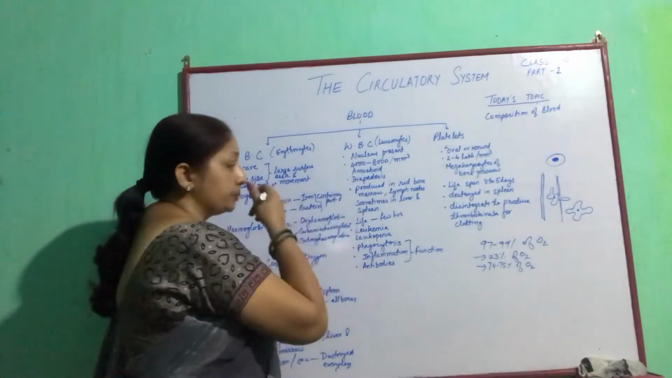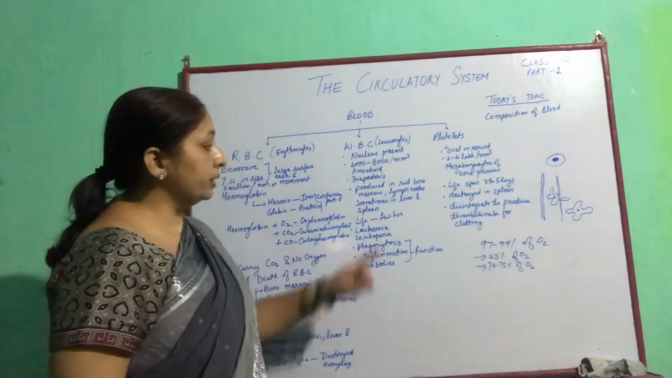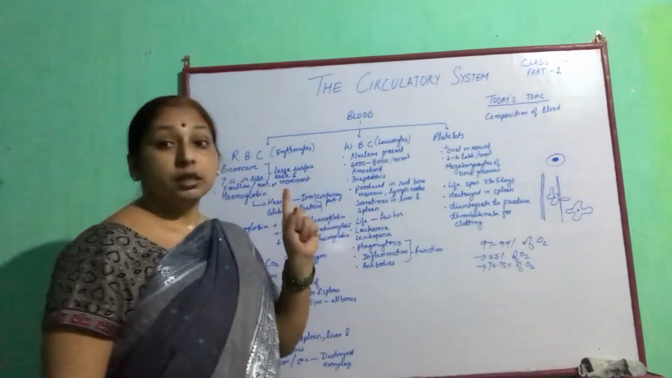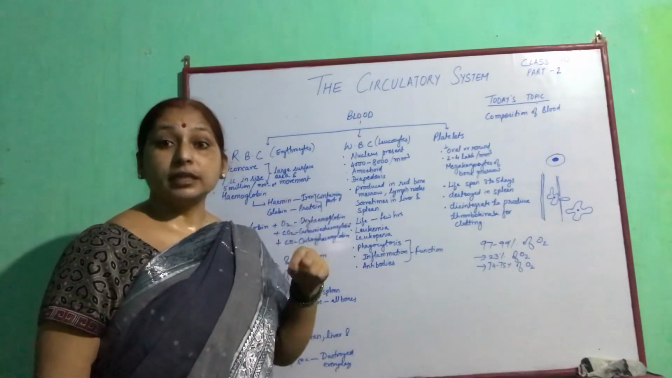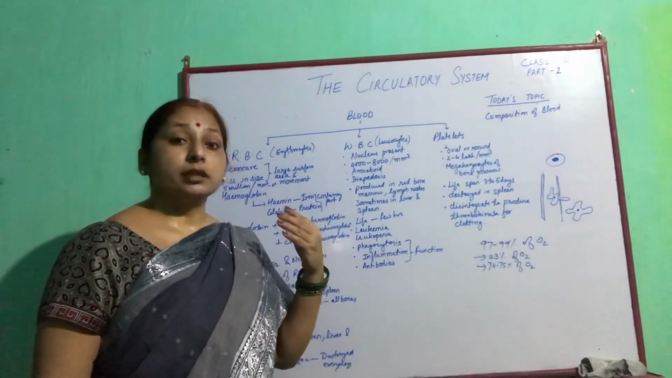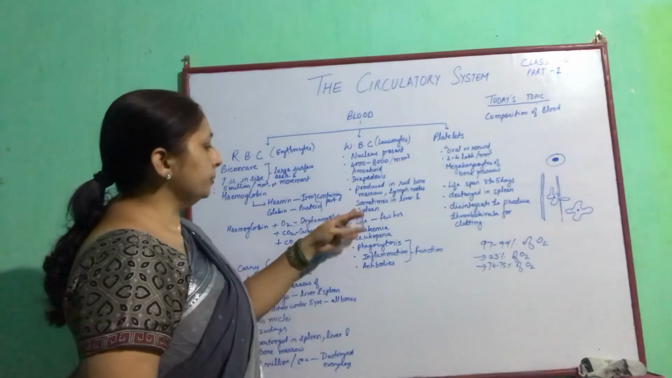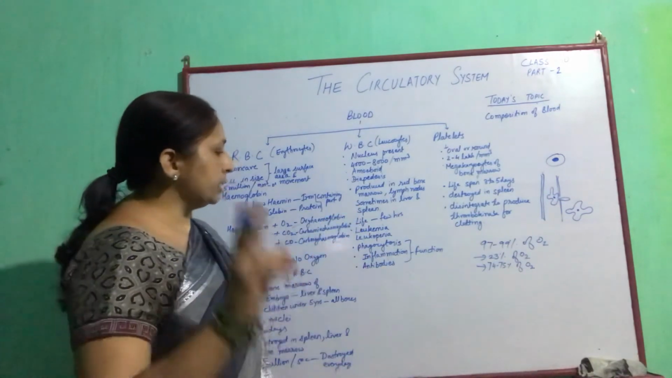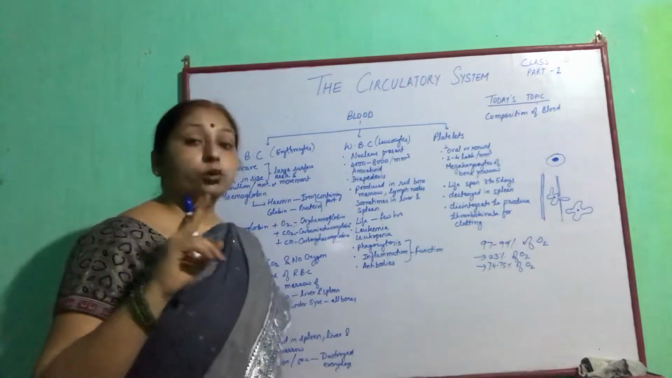Then where is it produced? It is produced in the red bone marrow and the lymph nodes, lymphatic organs or lymphatic system. I have explained that. Along with the blood vascular system, there is lymphatic system. Then lifespan, it is of few hours only. Two diseases, leukemia and leukopenia.